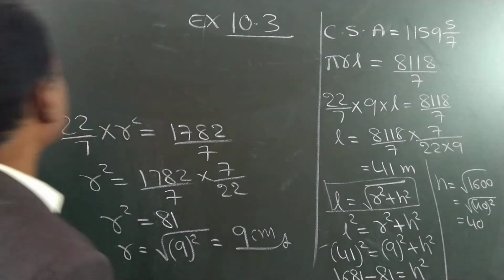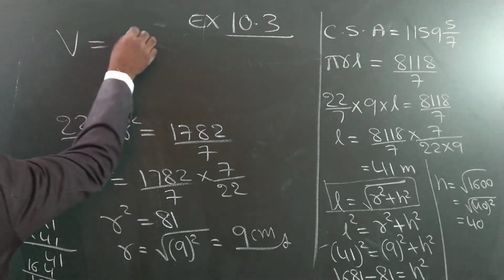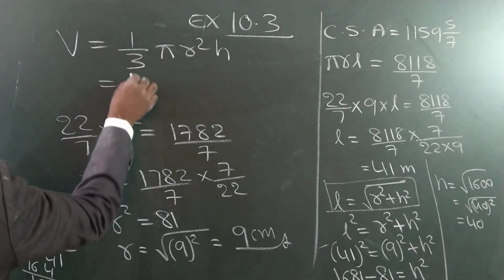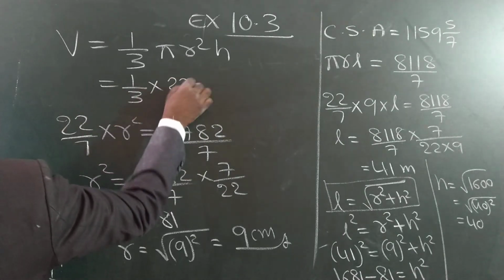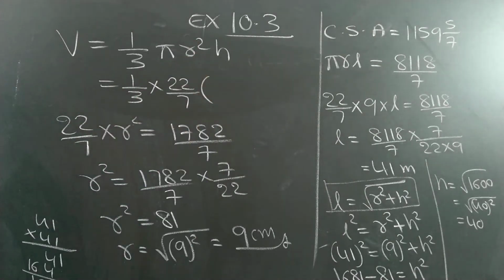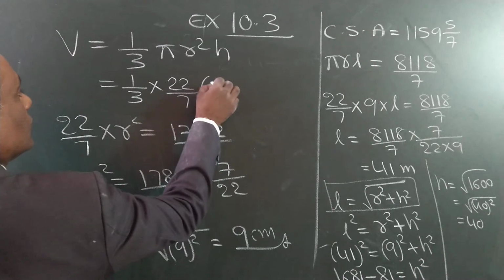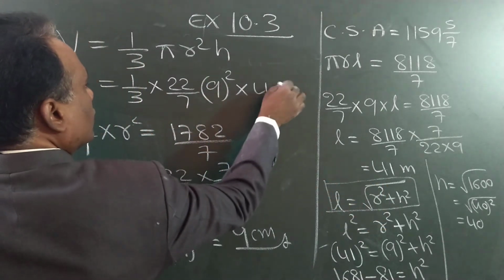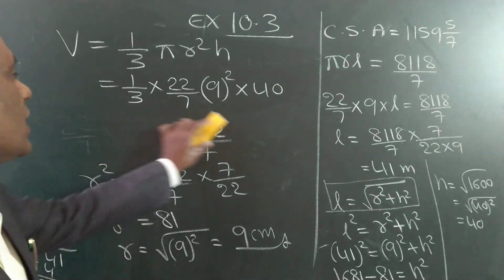Now the question is volume. The formula is 1 by 3 pi r square h. 1 by 3 pi is 22 by 7, r is 9 into h is 40. Students, you simplify this, that is your answer.